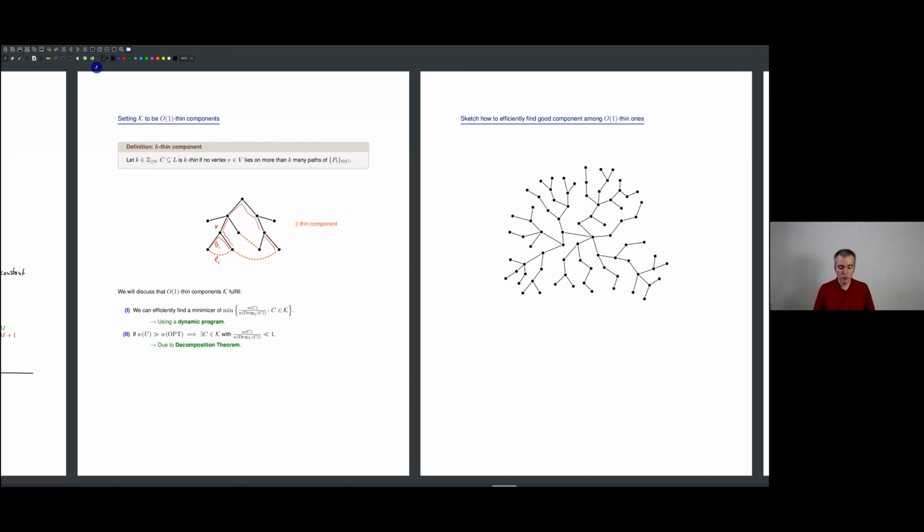So we should minimize that ratio. Let's first do a standard transformation. Instead of minimizing the ratio itself, we're going to minimize the numerator minus lambda times the denominator, for some fixed lambda. I show that you can do that.